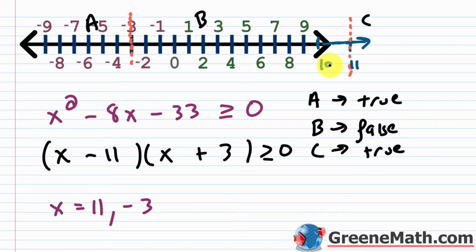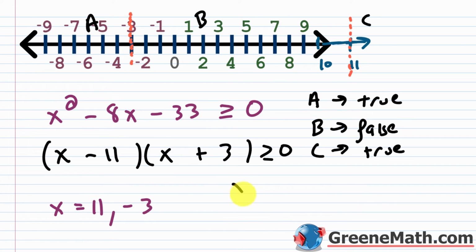You could pick something like, let's say 12. So 12 minus 11 would be 1, and then over here, 12 plus 3 would be 15. So again, you just need to think about the fact that it's positive, and a positive is always greater than 0, so this would be true. So let's erase this.